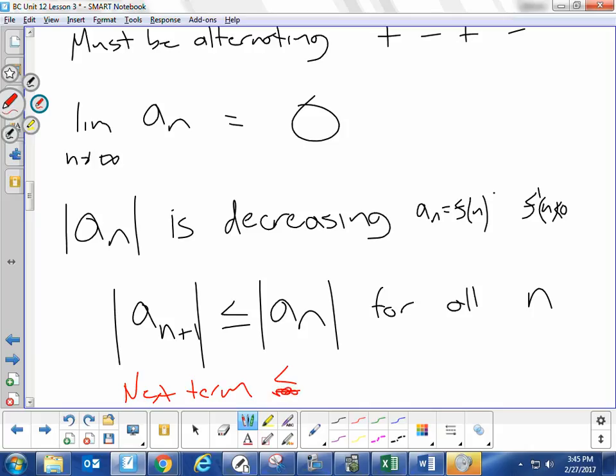Less than previous term. Don't put the equals to.